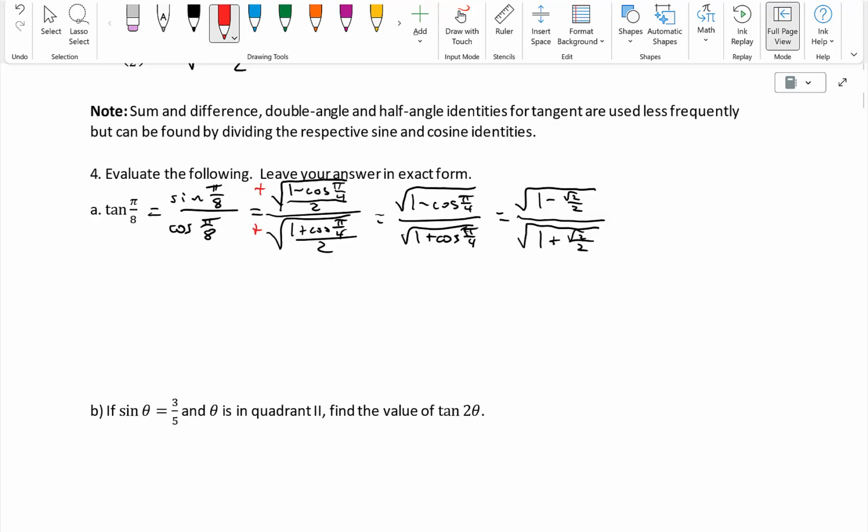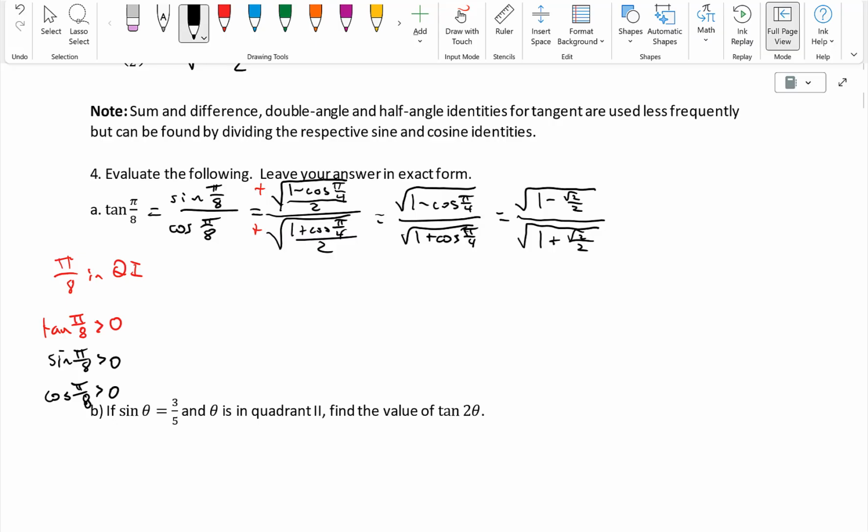Pi over 8 is in quadrant 1. So tan pi over 8 is positive, right? Greater than 0 here. Same with sine pi over 8, cosine pi over 8, right? All those values are going to be positive, greater than 0. Pi over 8 again is in quadrant 1, where all are positive.